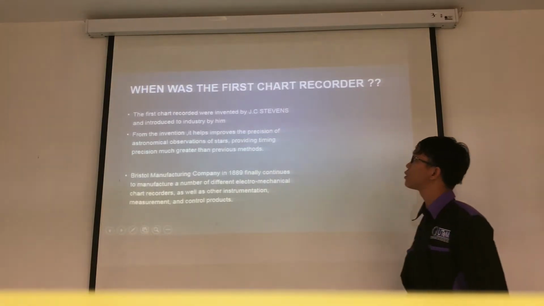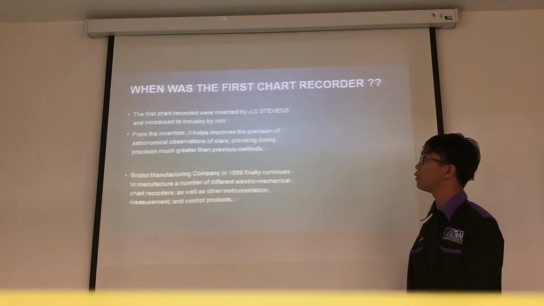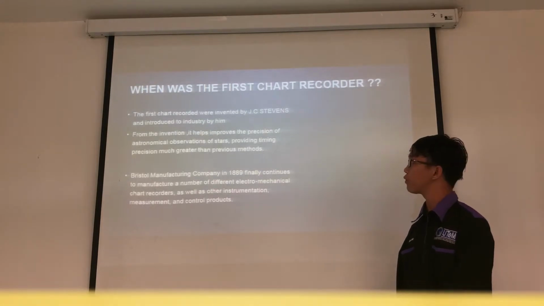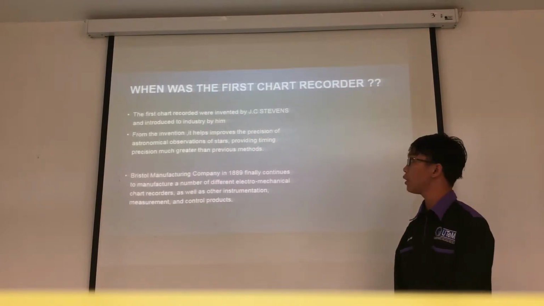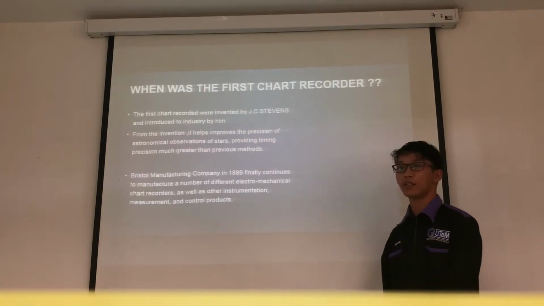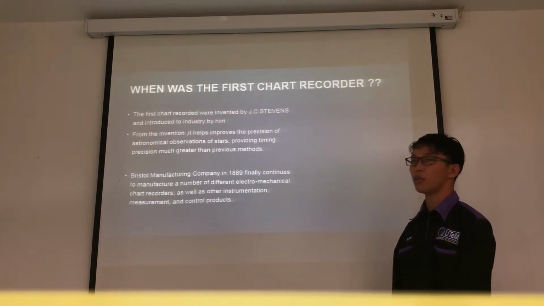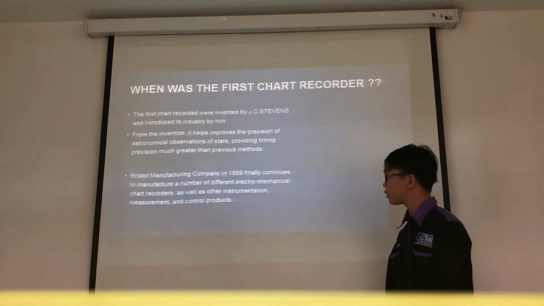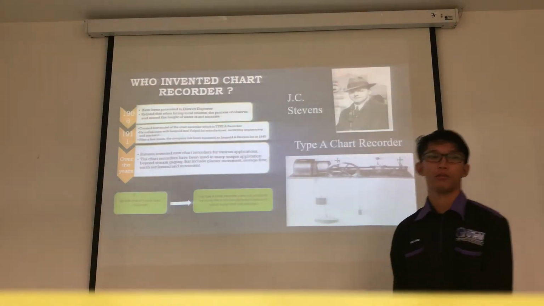Okay, when was the first chart recorder? The first chart recorder was invented by Jesse Stevens and introduced to industry by him. From the invention, it helped improve the precision of astronomical observations of stars, providing timing precision much greater than previous methods. Bristol Manufacturing Company in 1989 finally continues to manufacture a number of different electromechanical chart recorders as well as other instrumentation, measurement and control products. Next, I will pass to Muhammad.